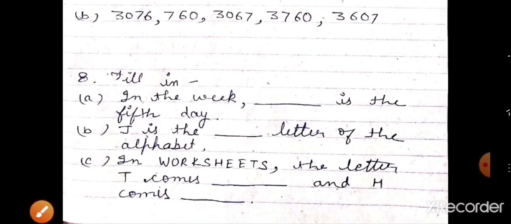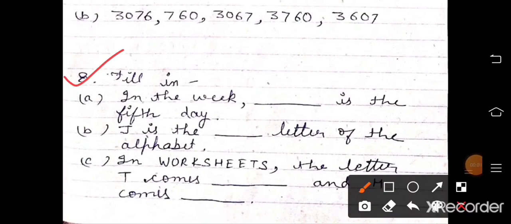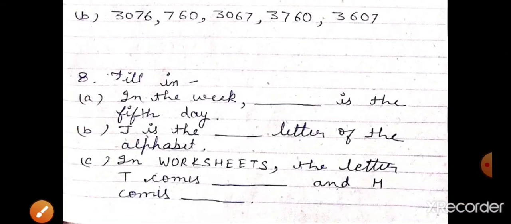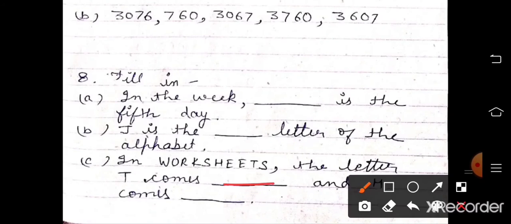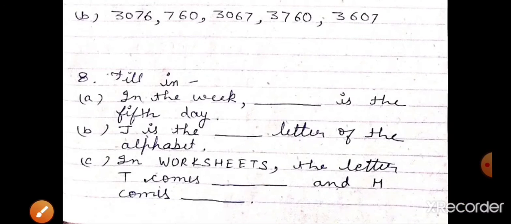Now the last question, question number 8, fill in. A part: in a week, the 5th day. So which day is the 5th day in the week? Write it right here. B part: J is the letter of the alphabet. So which number letter? Write it right here. In the worksheet, the letter T comes. T कौन से नंबर पर आया है वर्कशीट में? Count and write. And H comes. So write the answer here.